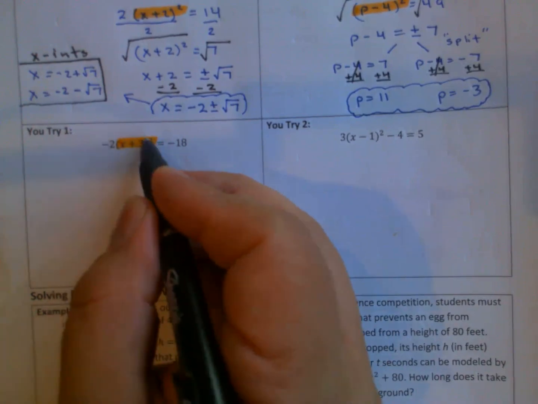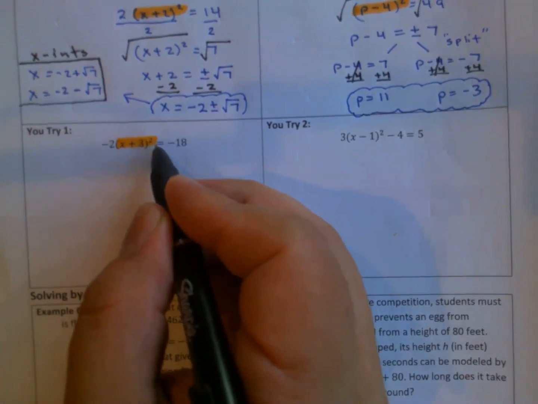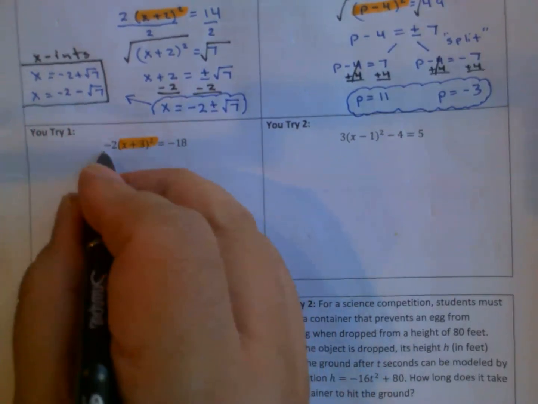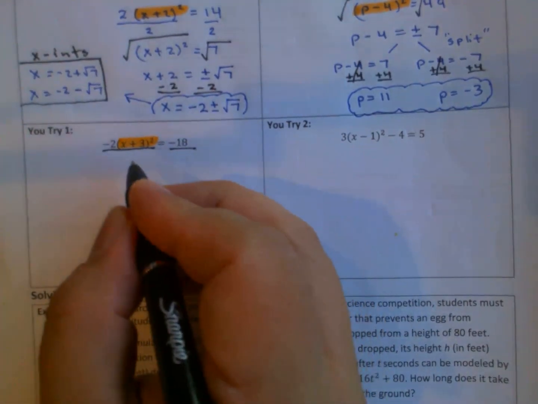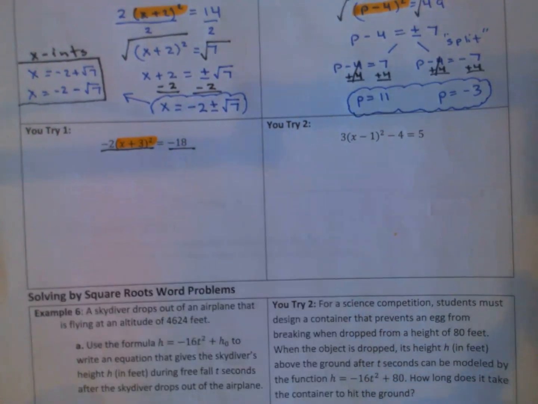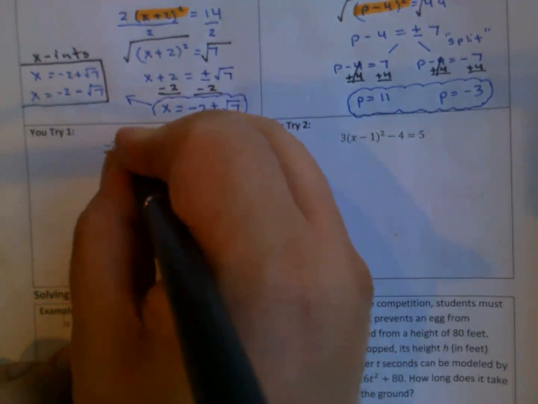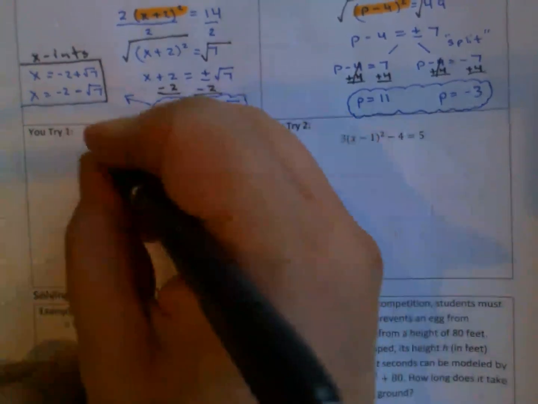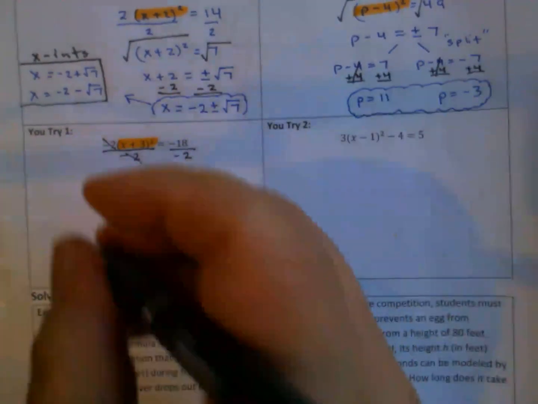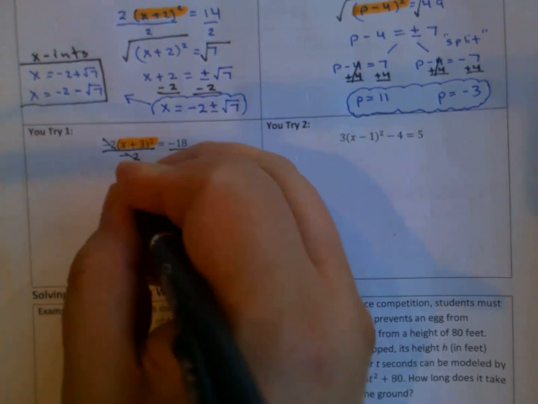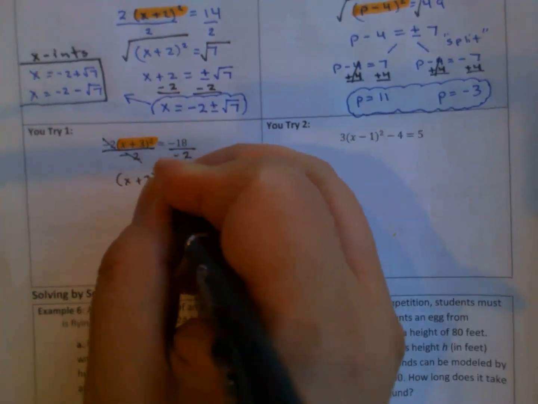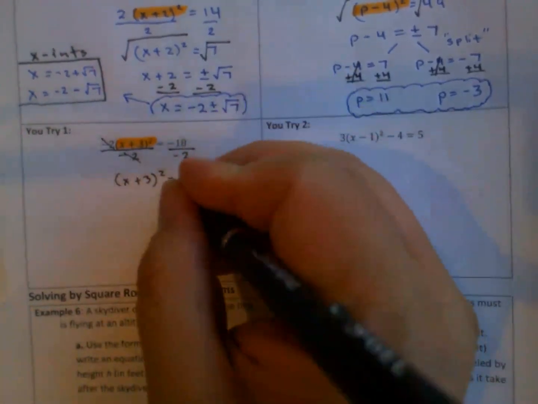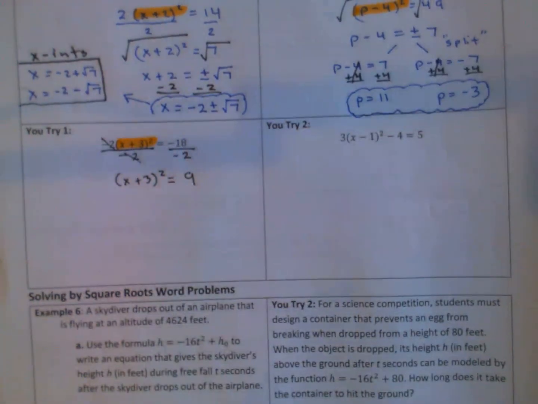And no, we're not allowed to distribute because of the power of 2. That's not allowed. But I can definitely get rid of it. So dividing by the negative 2 as mentioned. Negative 2 is gone. And yes, look at this. We have the x plus 3 to the power of 2 all by itself. Negative 18 divided by negative 2 is positive 9. But see, now it's on its own.